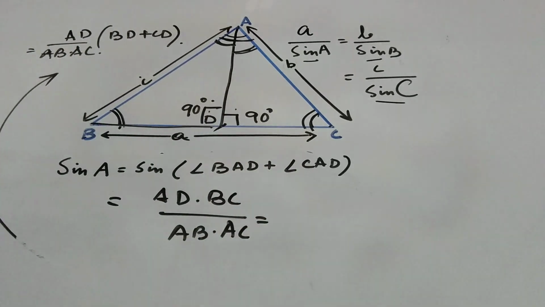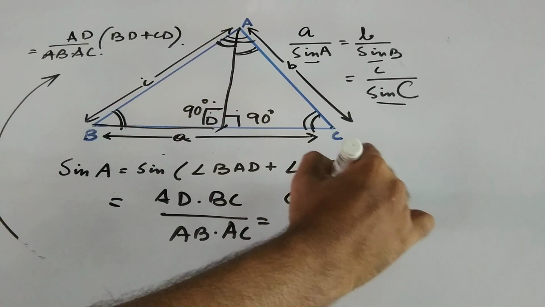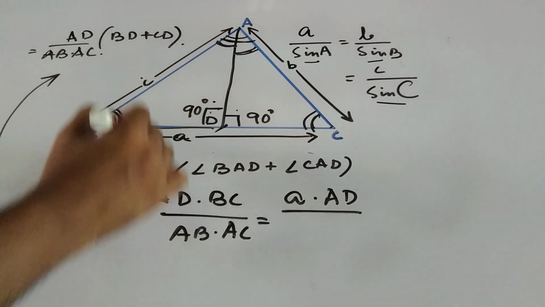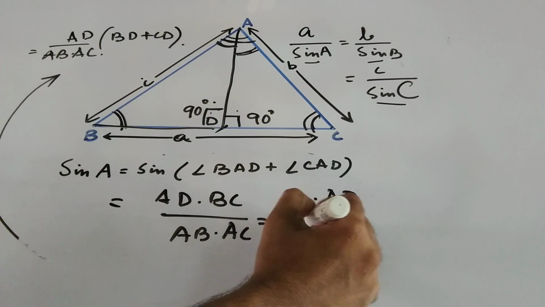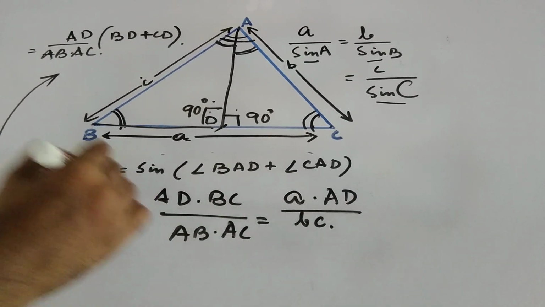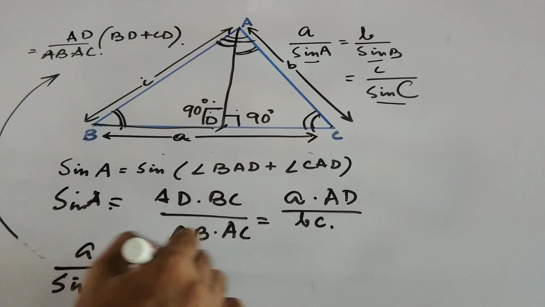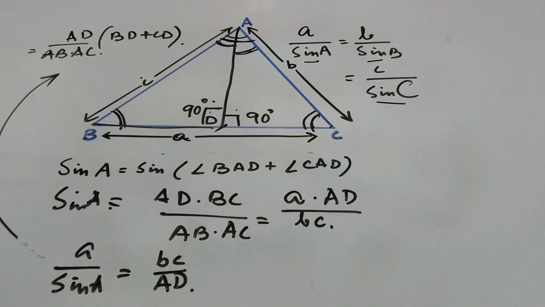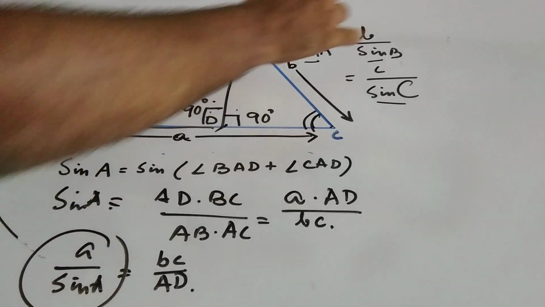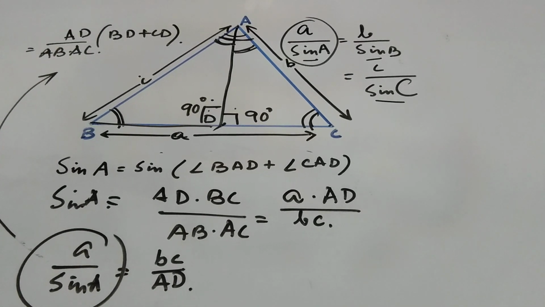Now what is the length of BC? BC is a, that means a into AD, I am keeping it the same as it is. And what is AB and AC? AB and AC are simply c and b. That means this is sin A. So a by sin A equals BC by AD. Right? So this is the one expression for the left hand side, of the three expressions we are going to evaluate. It is BC by AD.